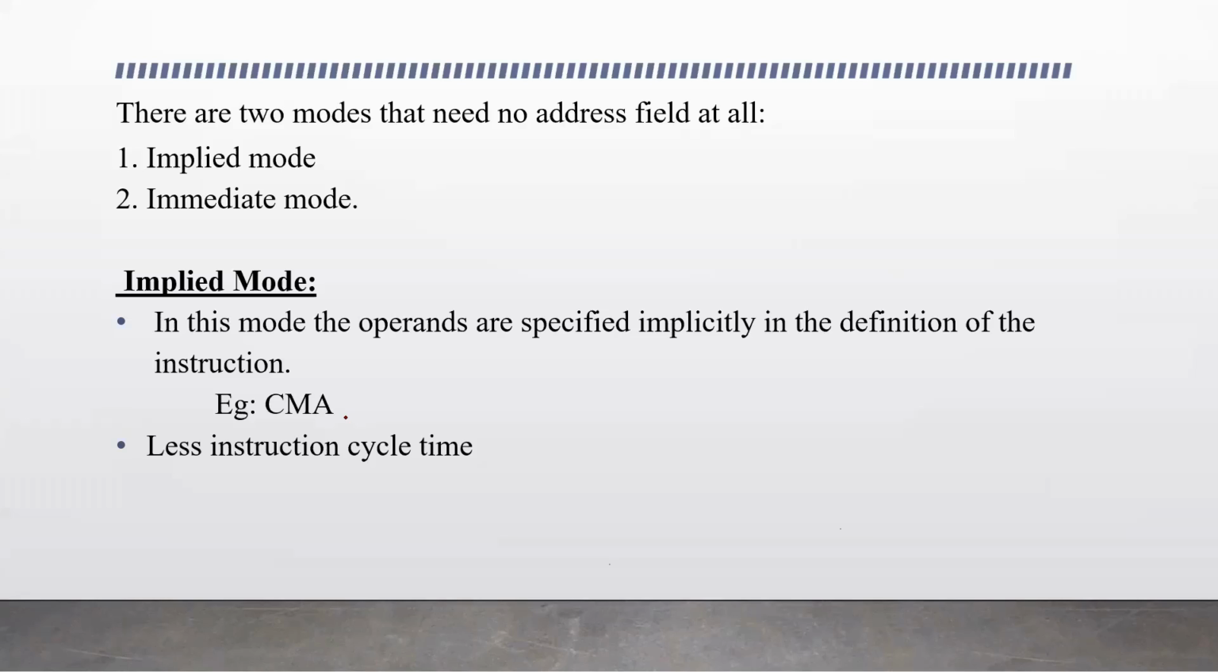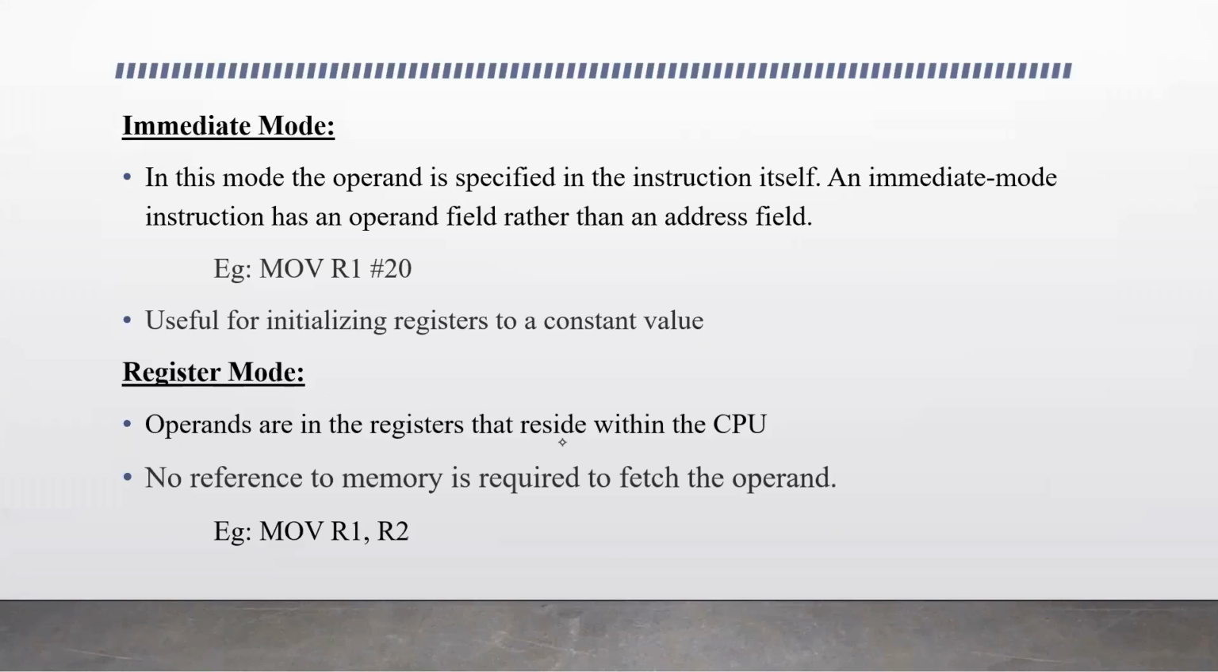Here, the operands are specified implicitly in the definition of the instruction. We don't give the address here. Automatically the operand is in the register taken as accumulator, for storing the operands. And in immediate mode, the operand is given directly in the instruction. We don't have an address field here.